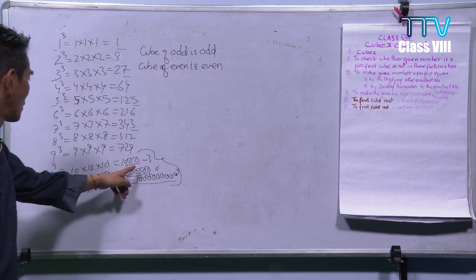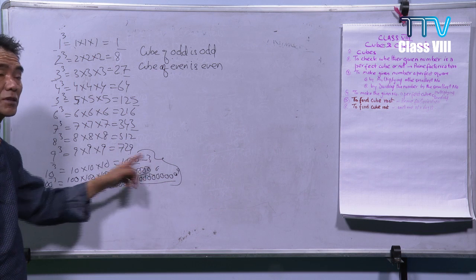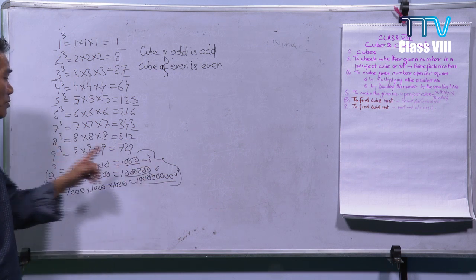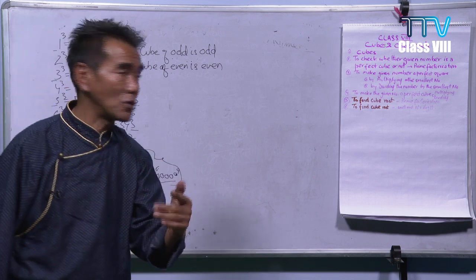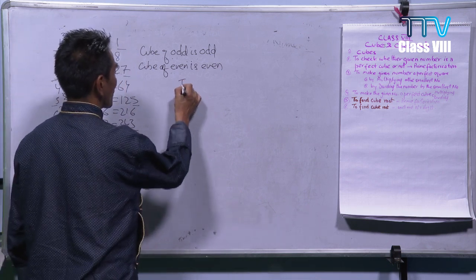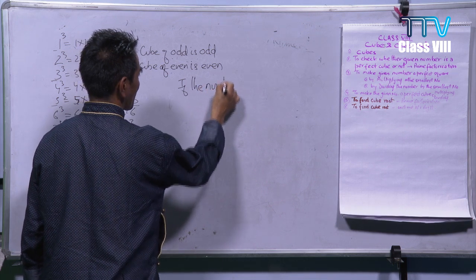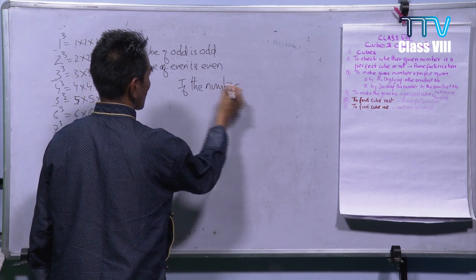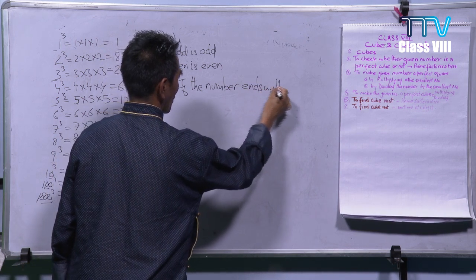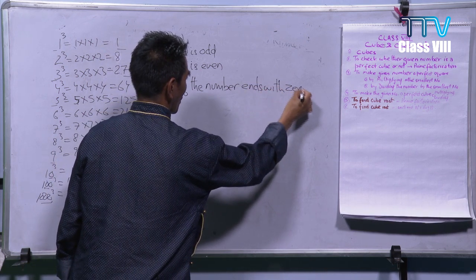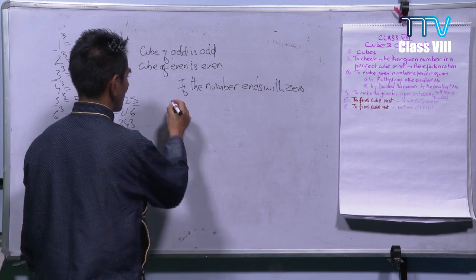3 ones are 3, 3 twos are 6, 3 threes are 9. So if the number ends with zeros, you count the number of zeros.